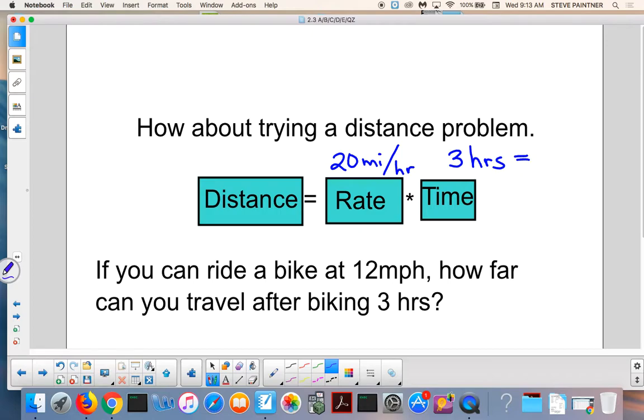So 20 miles per hour times, right? 3 hours. What's the answer? What happened to the hours, by the way? They do cancel because it's 3 hours over what? 1. It's just a number, 3 hours over 1. Hours and hours cancel, you get what? Miles. Okay? So is it really easy to get the distance?